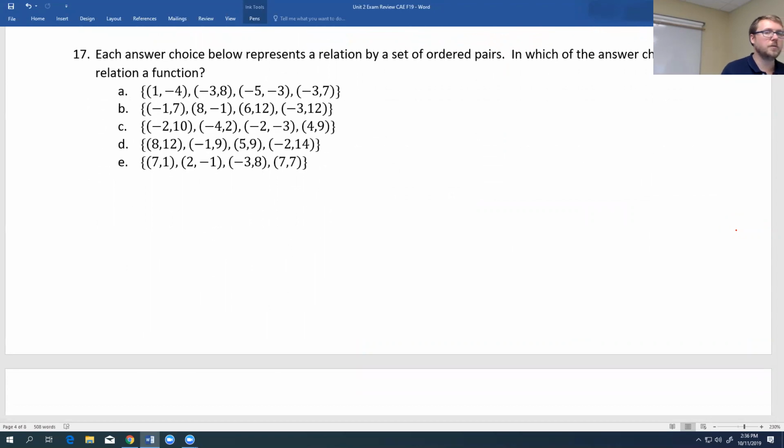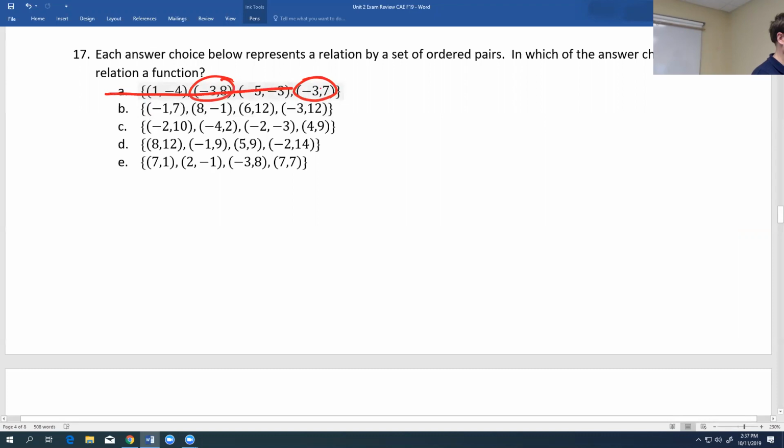So the quick way to go through this and think about it is to see if you see any repeats of x values. So 1, nope, negative 3, yep. So look at these. Do the y values match? No. So it's not a function. All right, so let's see, negative 1, nope. 8, nope. 6, nope. Okay, so that is a function. So it says in which of the answer choices, so you've got to check all of them. There's not just one.